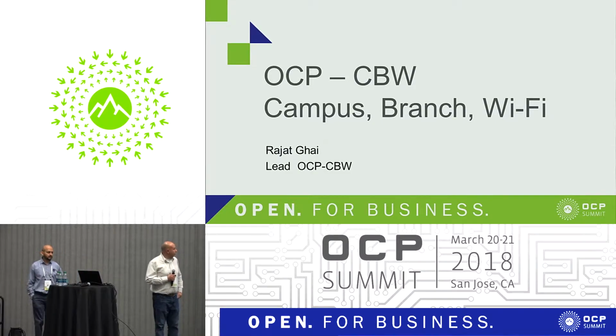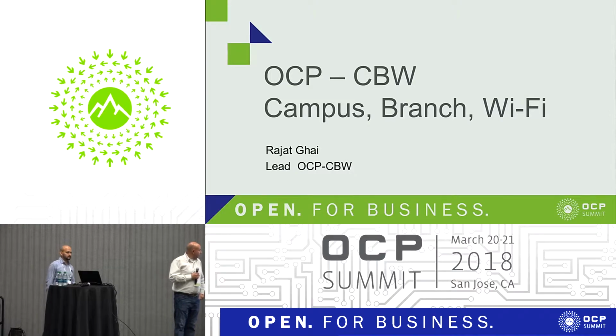This is our scheduled campus branch Wi-Fi talk. Again, we call ourselves campus branch wireless, but right now the only stuff we're working on is Wi-Fi, so we reserve the right to change it to wireless at some point. But when we get some small cells contributions into OCP, we'll change it to wireless. But right now, it's all about campus branch Wi-Fi and OCP.